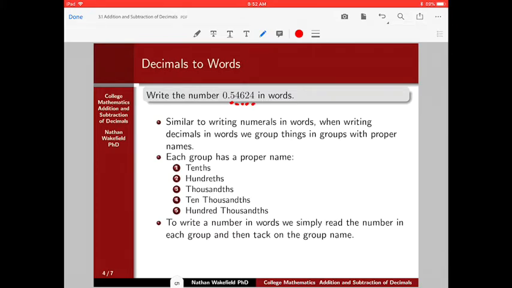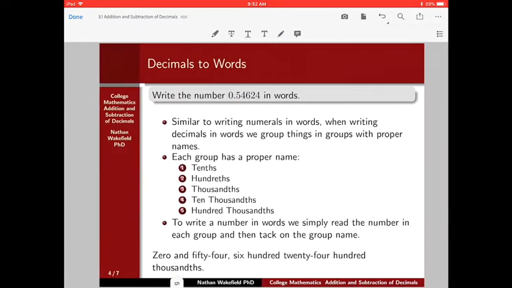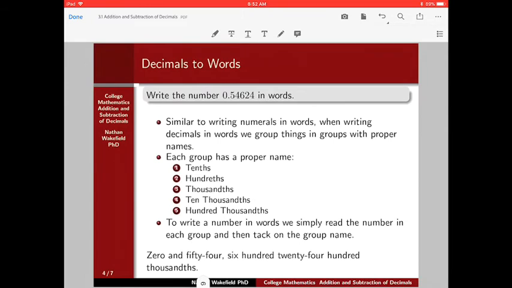In order to write a decimal number in words, we simply read the number in each group and then tack on the group name. So it's actually quite simple as long as you know the group name. In this case, we would have 0, 54,624 hundred-thousandths. Okay, that's fairly simple to do.